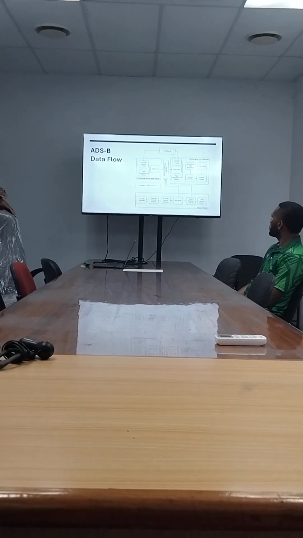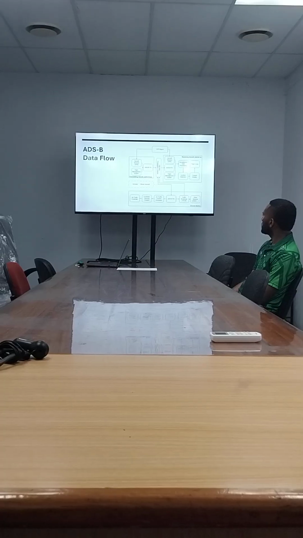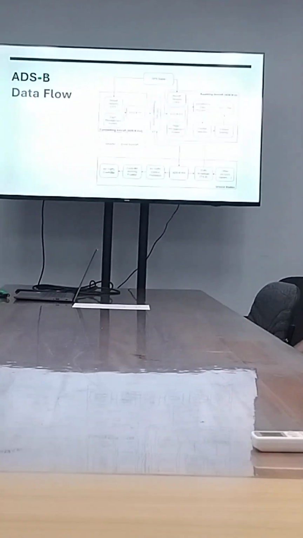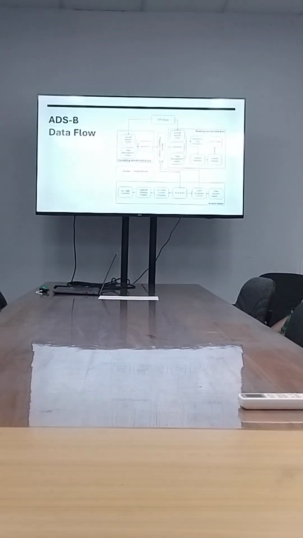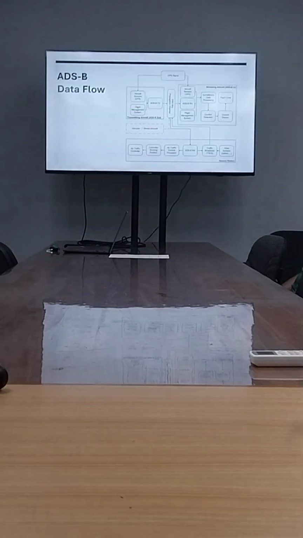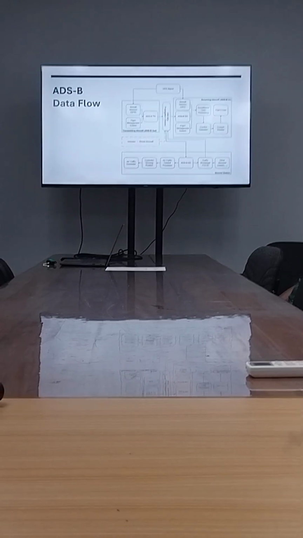Now, on to ADSB data flow. This is basically just a block diagram of how ADSB data is being transmitted from aircraft to aircraft, and aircraft to ground stations. If you can see, there are three big boxes.